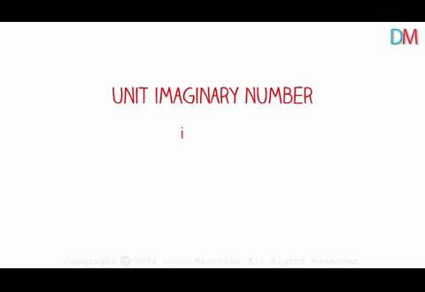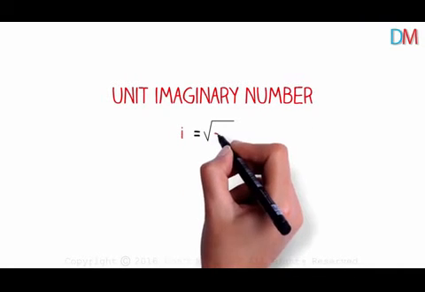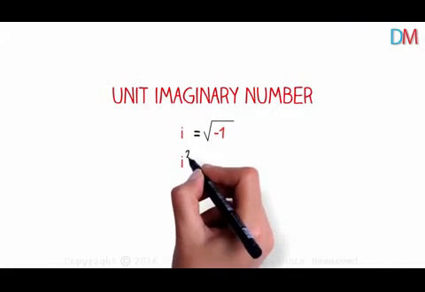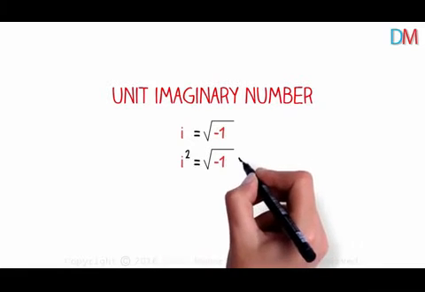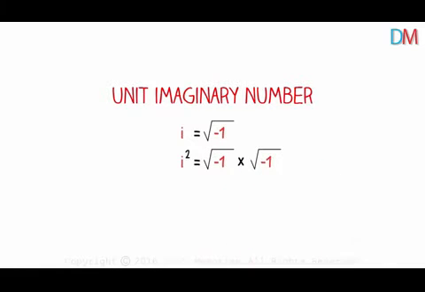We understood the concept of a unit imaginary number i. It is the square root of negative 1. If we square it, we get root of negative 1 times root of negative 1, which equals negative 1. The square of the unit imaginary number is negative 1.